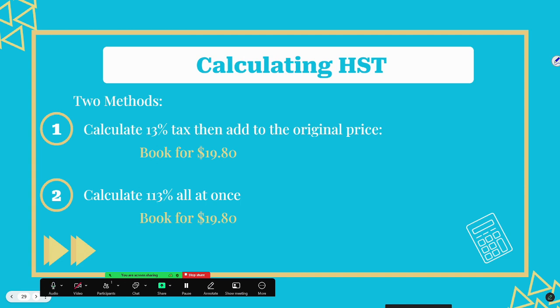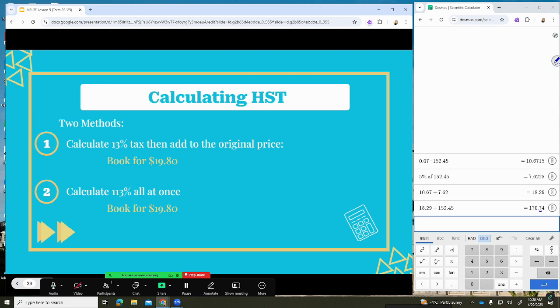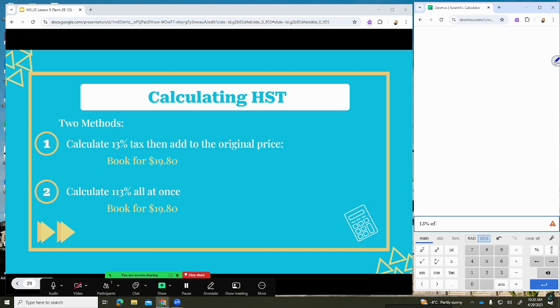For instance, if we had a book that was $19.80, we might want to calculate HST using 13%. You can put it into your calculator as 13% of, you do 13, you do your percentage button, and you type in $19.80.